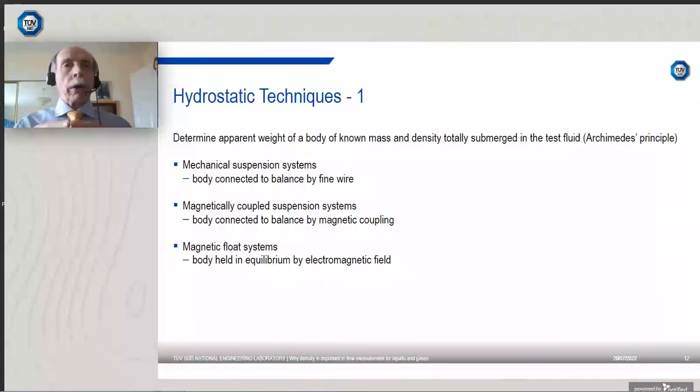And these are based on determining the apparent weight of a body of known mass and density when it's totally submerged in the test fluid, the fluid whose density you want to measure. Archimedes' principle. A number of ways of doing that. You can use a mechanical suspension system. So the body immersed in the fluid is connected to a balance by a fine wire. Instead of a wire, you can use a magnetically coupled system. Or you can use a magnetic float system where the body is held in equilibrium by an electromagnetic field. And each method has its advantages and disadvantages.